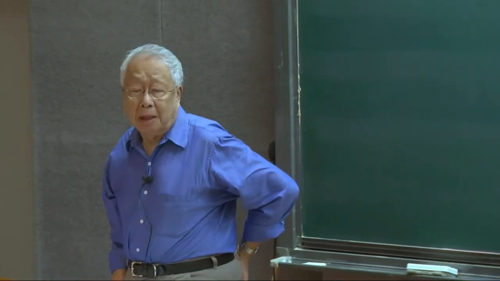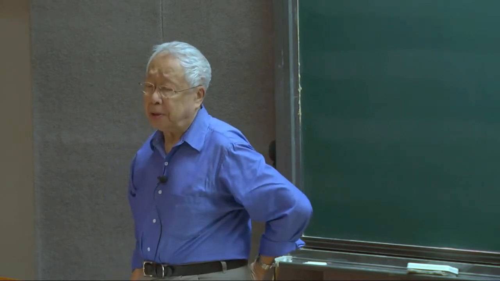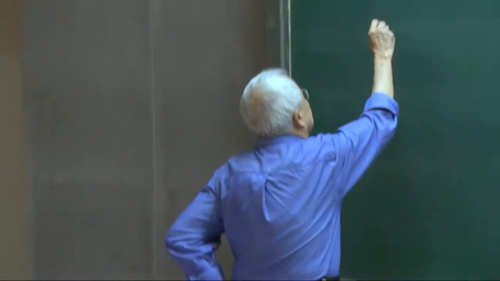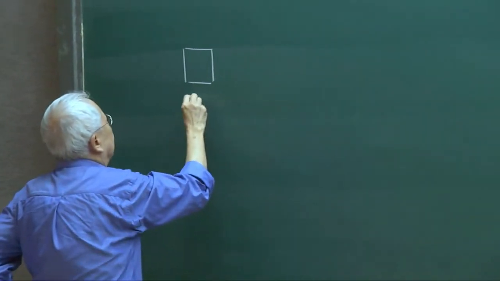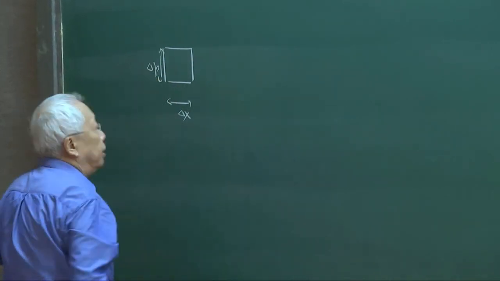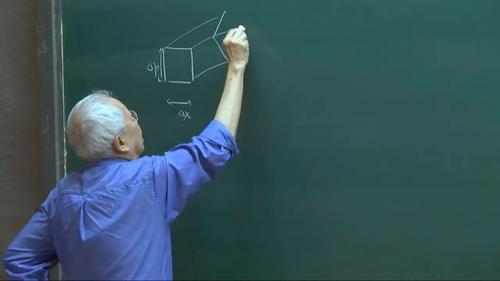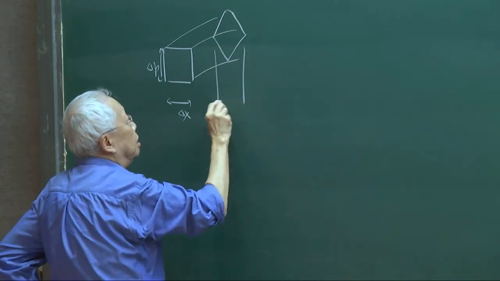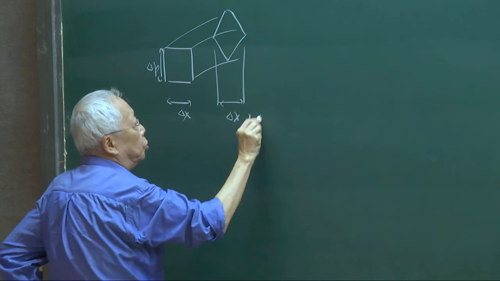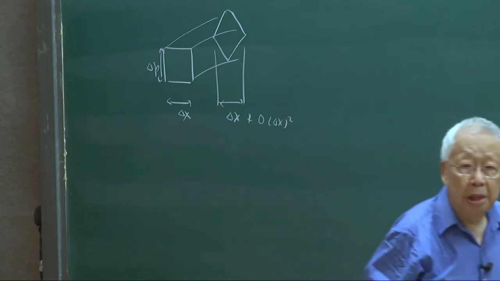Okay, I would like to clarify 2 points that I did not fully explain last time. The first point is that I said that in phase space, in mu space, if you have a volume element dx dp here like this, and then under free motion, it would become another shape. However, this distance is still dx plus order dx squared. And that is still true even if you consider collisions.